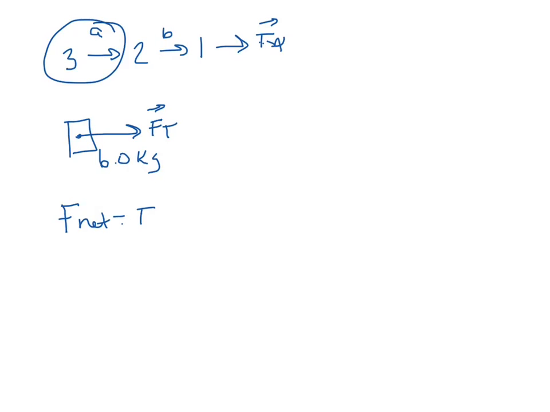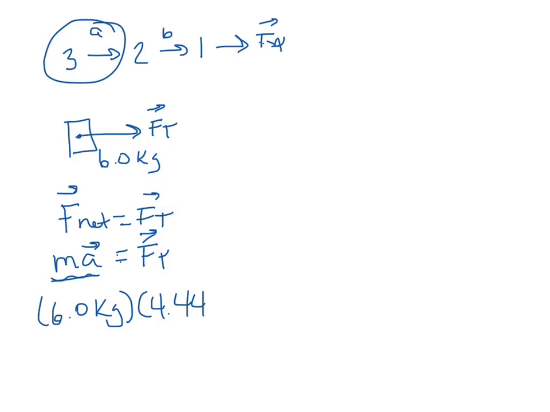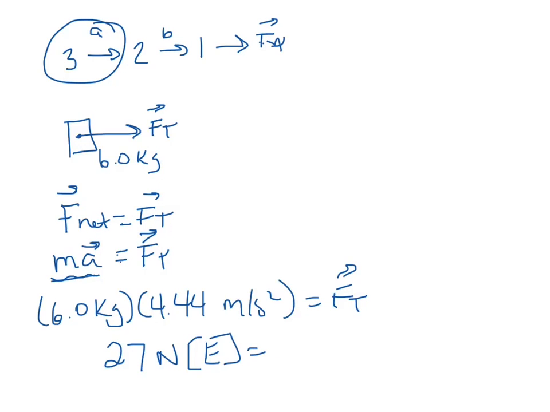So we have F net equals Ft, and we can put MA in for F net, so MA equals Ft. So if we divide, oh, actually, sorry, we don't have to divide at all. So we have our mass, 6 kilograms, and we calculated our acceleration at 4.4 meters per second squared. So that will give us our force of tension. So when you do that, you get 27 newtons, and our force of tension is in the easterly direction because it's towards whatever is holding the rope. So that is our force of tension in rope A. So let's just put a little A there beside our FT so that when we calculate our force of tension in rope B, we'll know the difference.